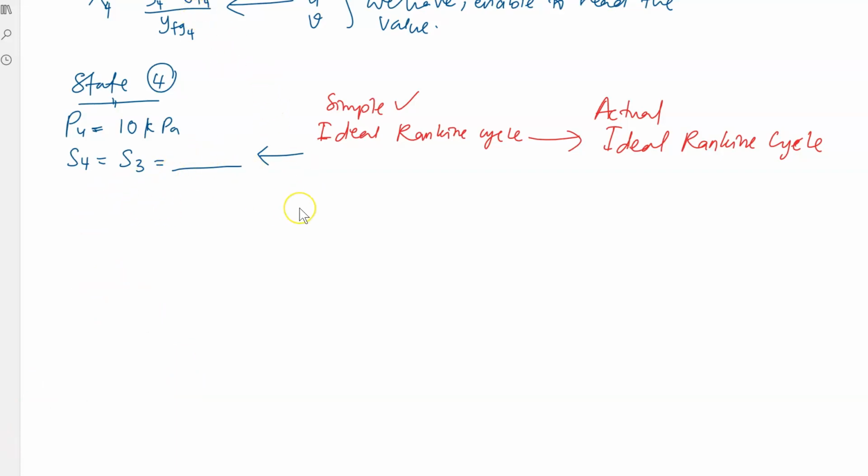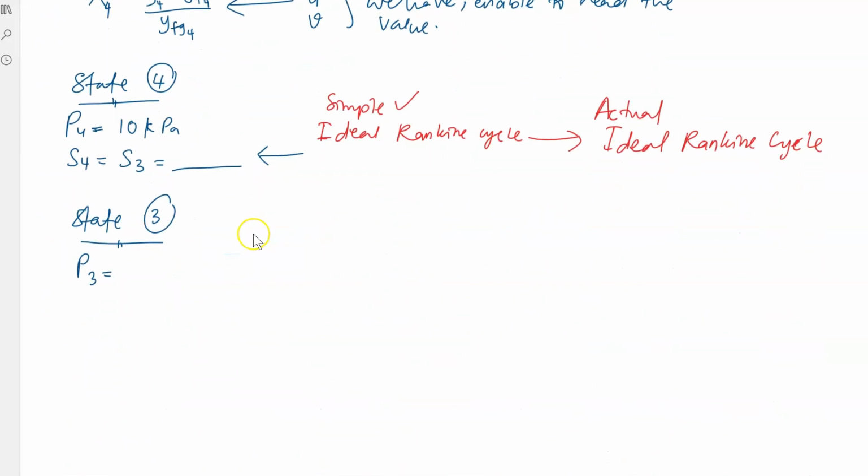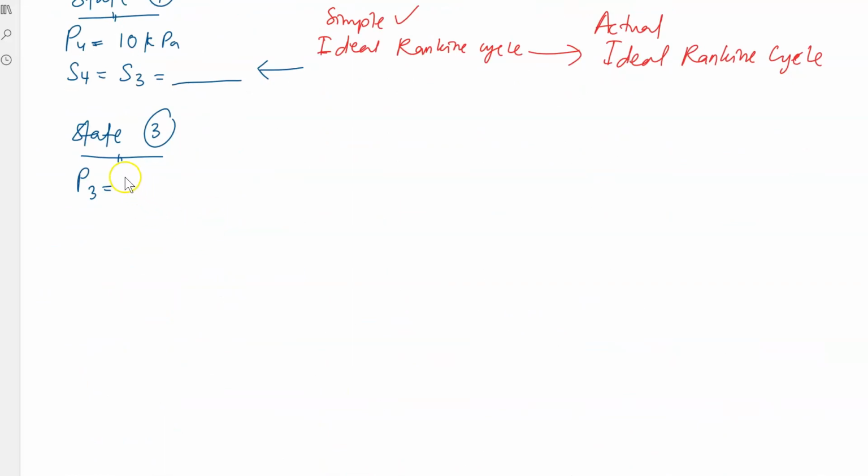Alright. Okay, so moving back here, since we lack information over here, we are moving to the next state, which is your state 3. When you go to state 3, you can see that we have P3, it's actually your high pressure, which is 10 megapascal. And also you know that the temperature at 3 is equal to 500 degrees C. Now 10 megapascal is also 10,000 kilopascal.